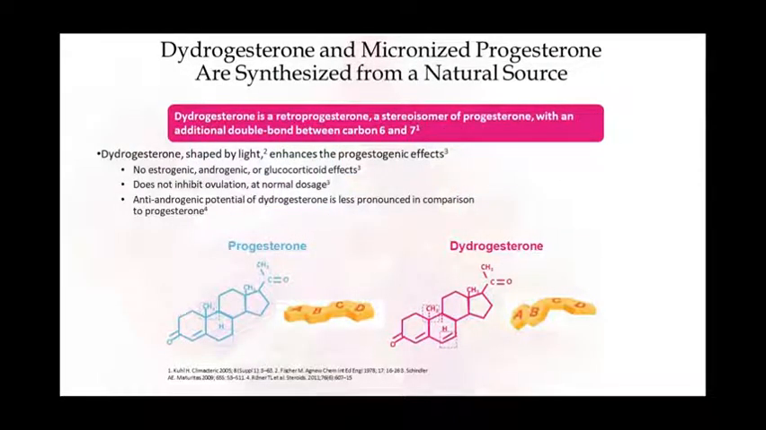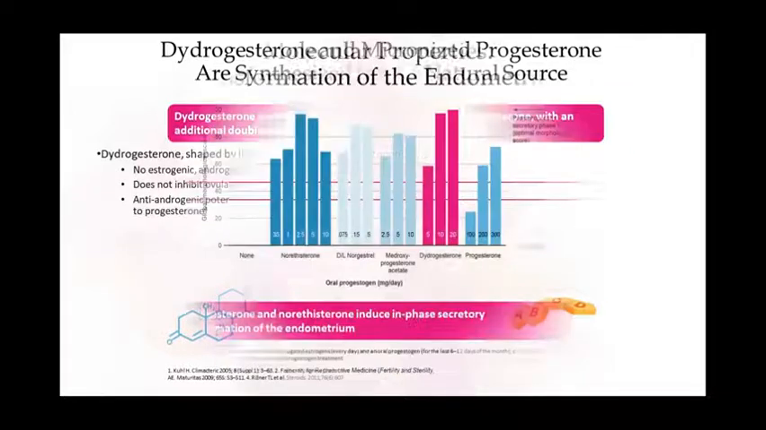So dydrogesterone is unique in the purpose of being synthesized and enhanced by light, and it has a bond between carbon-6 and carbon-7, which makes its binding different from the other progestogens. And this is important also to understand later when I am going to compare between this progesterone and another progesterone. Why do they differ? Why do they have different affinities? It is because of this natural structure and this bond that makes this dydrogesterone or this agent more potent in a certain way and more effective in another way.